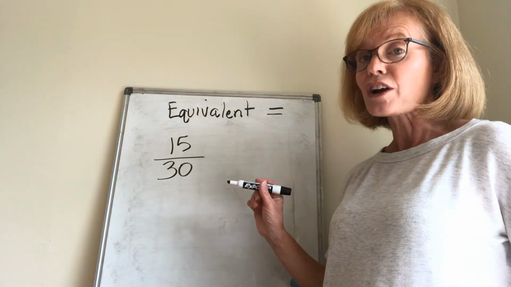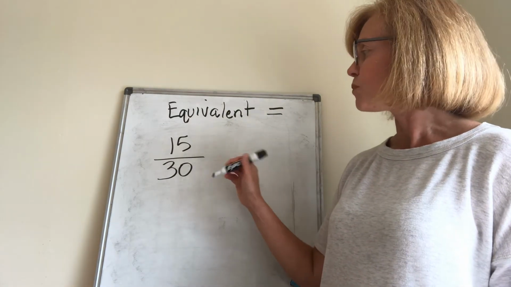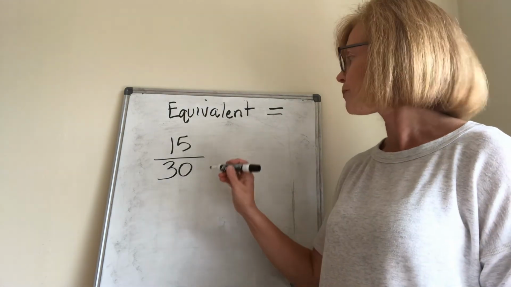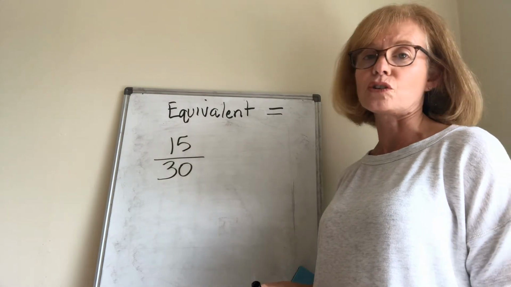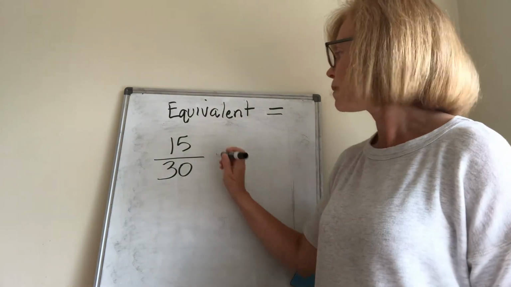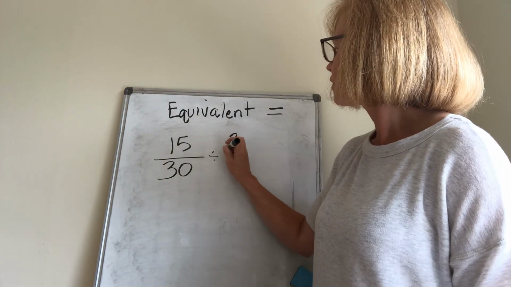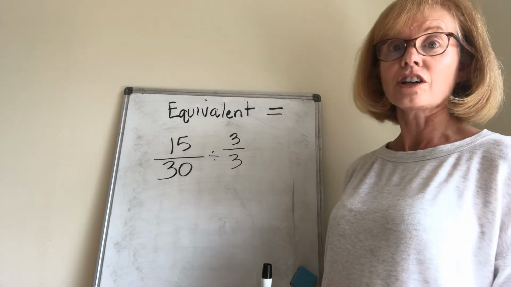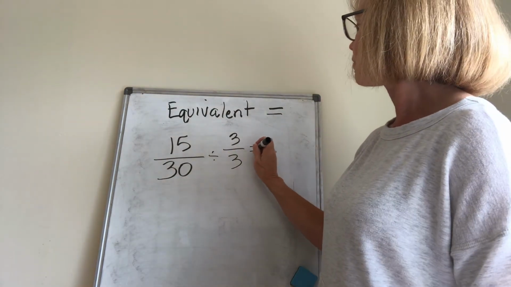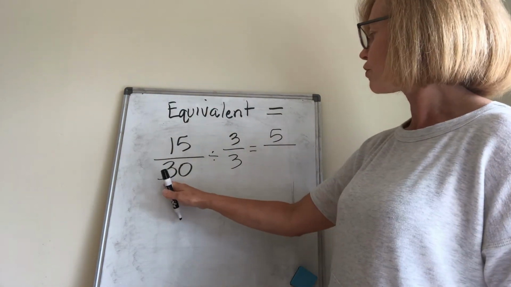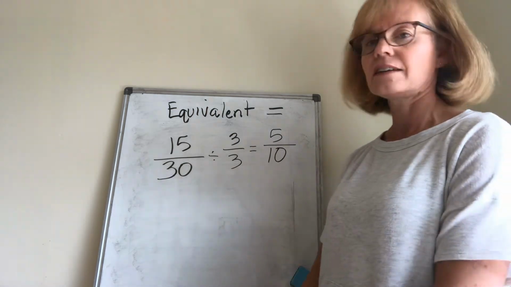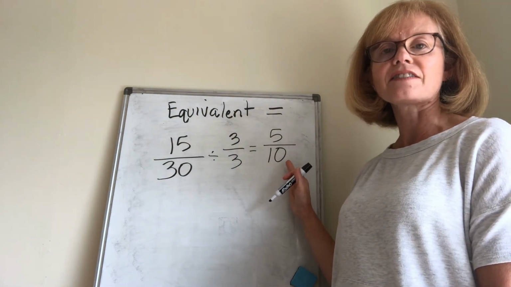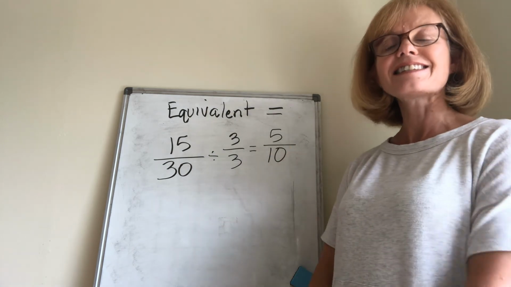All right, I'm hoping you've tried it. You're back. Let's see, what could I divide both 15 and 30 by? Well, I can't divide 15 by 2. It's an odd number. But what about 3? Could I divide both 15 and 30 by 3? Sure. 15 divided by 3 is 5, and 30 divided by 3 is 10. So 15/30 is equivalent to 5/10. 5/10 is just a simpler version.